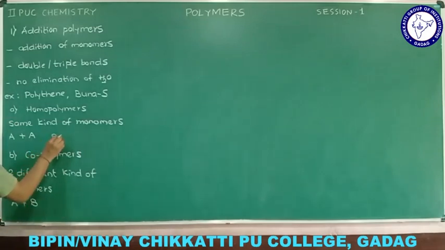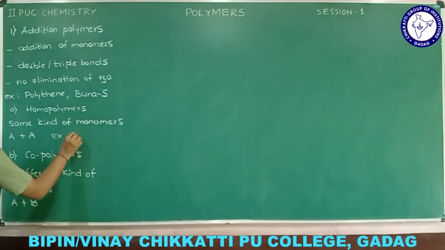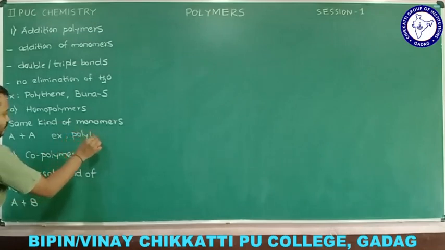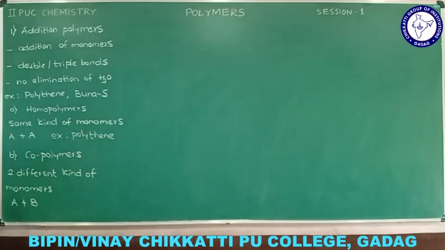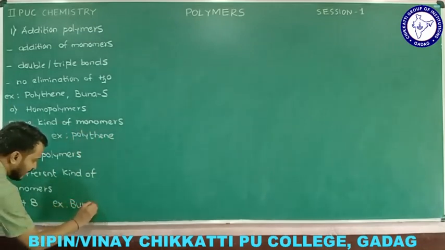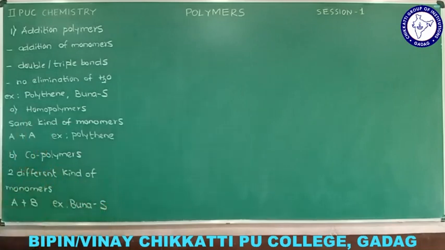The example for this I am going to consider is polyethylene, and the example for the second one, the copolymer, I am going to consider is Buna-S. Later, with the reactions, I am going to explain how these two belong to homopolymers and copolymers. So right now, remember polyethylene belongs to homopolymers and Buna-S belongs to copolymers.